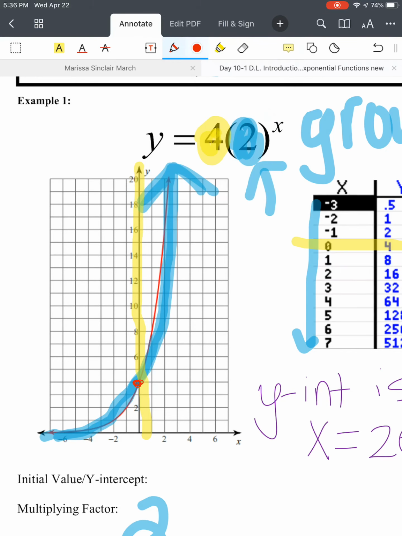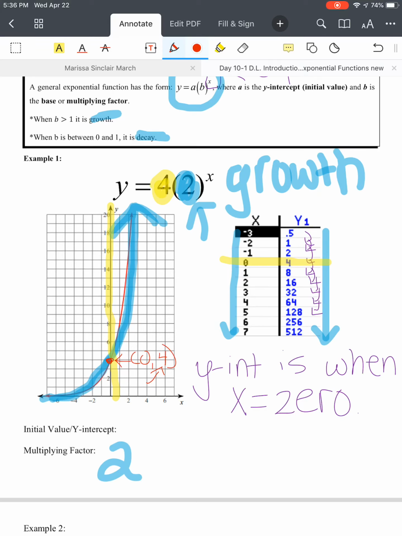Right here at 0, 4. So the y-intercept is 4. We look at the graph where it crosses through the y-axis. So for the y-intercept, you can just write 4.